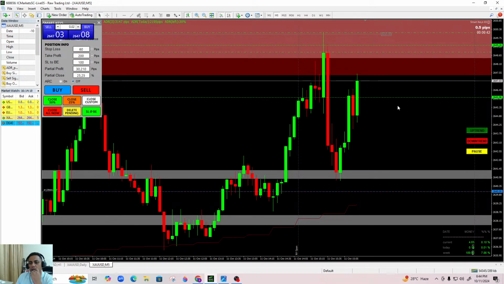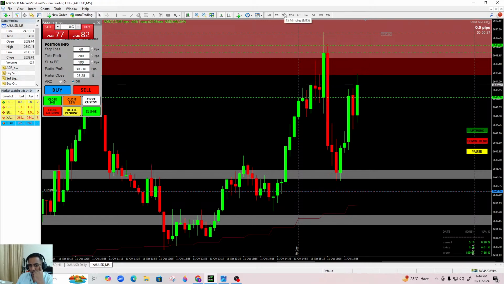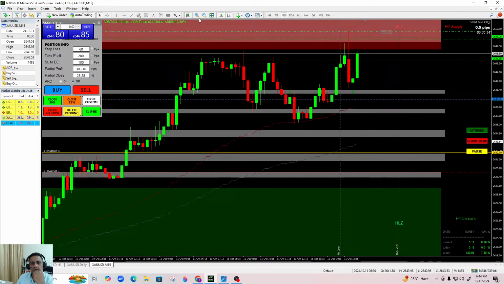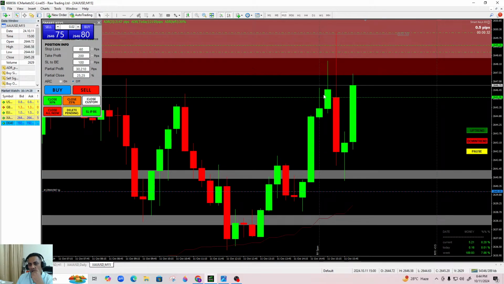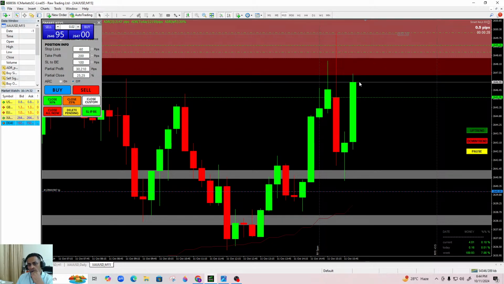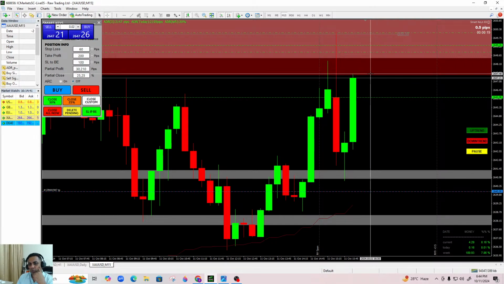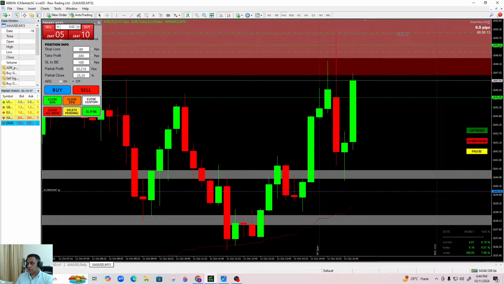Okay, so price is pushing up, coming back here. If this 15-minute closes above this, then the next one is going to break the high. Yeah, so as soon as the next one breaks the high, I'm going to close one of these positions. Okay, that's how you manage risk.